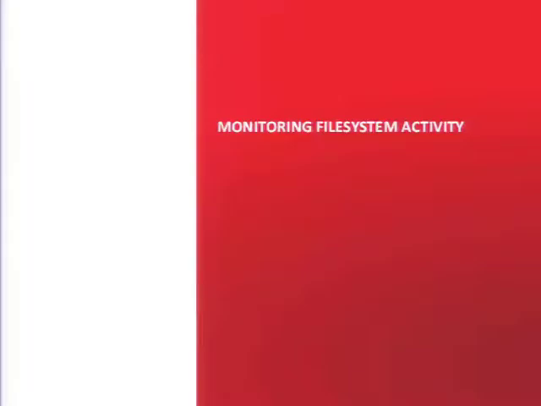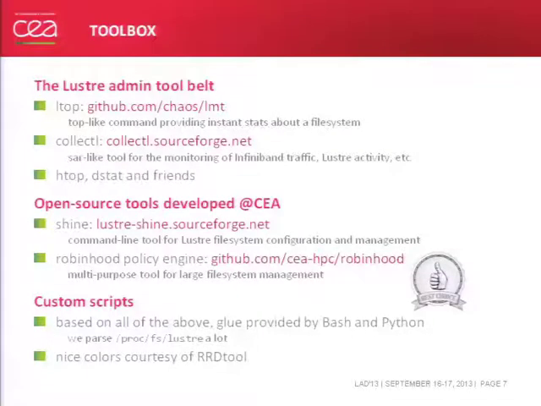So, how do we monitor the file system activity? First, our toolbox. We use different kinds of tools, and I will just present a few of them. The Lustre admin tool belt: the basic tools that any Lustre administrator probably already knows and uses every day.